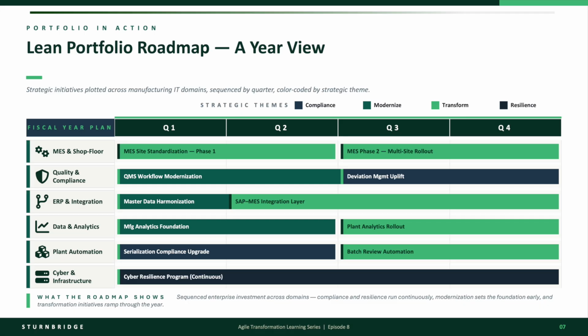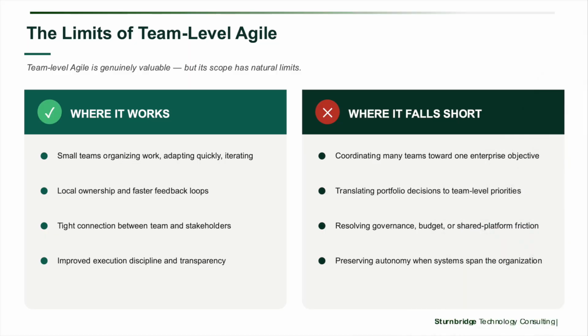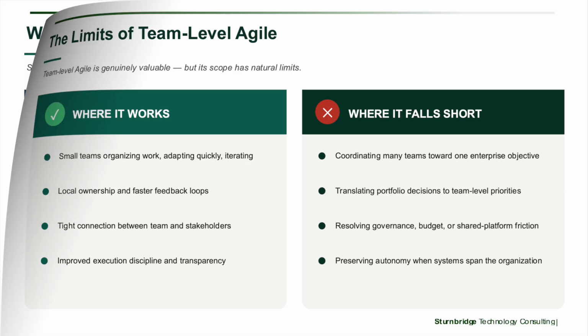Yet the broader initiative can still fall behind because the teams are dependent on shared master data, common architecture decisions, validation sequencing, and release windows tied to plant operations. No single team can solve those issues on its own. This is why team level Agile has limits. It remains valuable, but it does not solve enterprise scale coordination by itself.